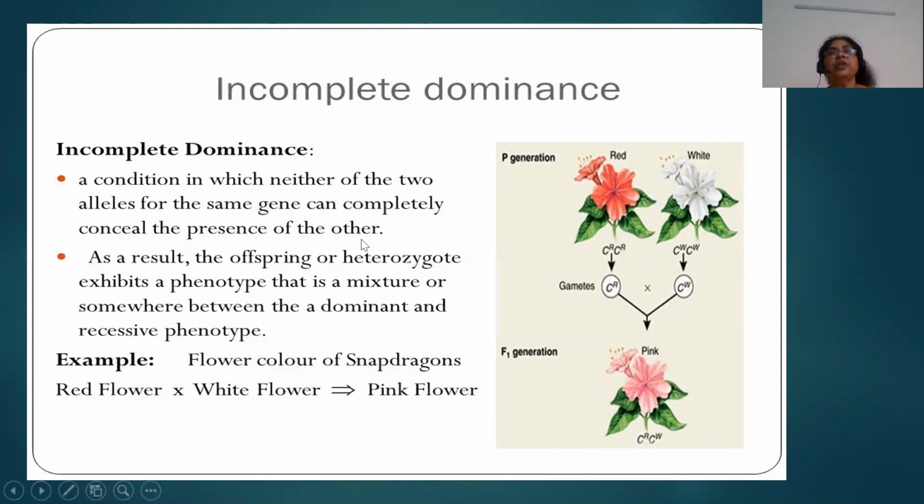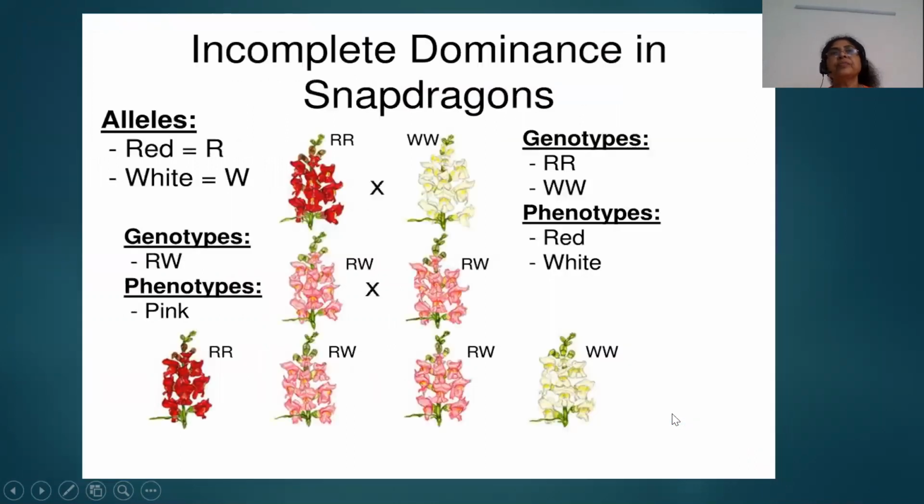A very good example you can see is of snapdragon. In the snapdragon, if the red flower is crossed with the white flower, according to Mendel, in the F1 generation it should have been red, but we get pink flower. See, the red crossed with white, you are getting pink flower. This is the snapdragon, also called antirrhinum or dog flower.